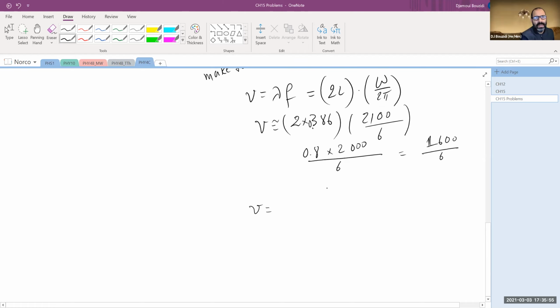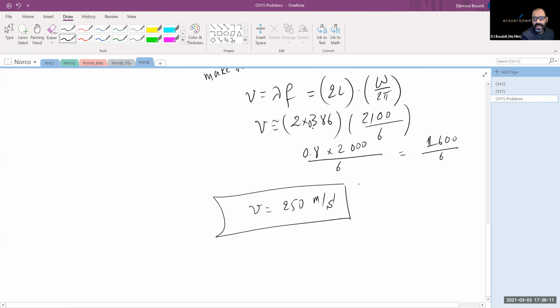15 divided by 6 is about, what is it, 2.5 maybe? Around 2.5 times 100, so it's about 250 meters per second. Obviously, this number is an estimate, not correct, okay? You guys are going to come up with a better number. But this is the speed of the wave in there, okay?